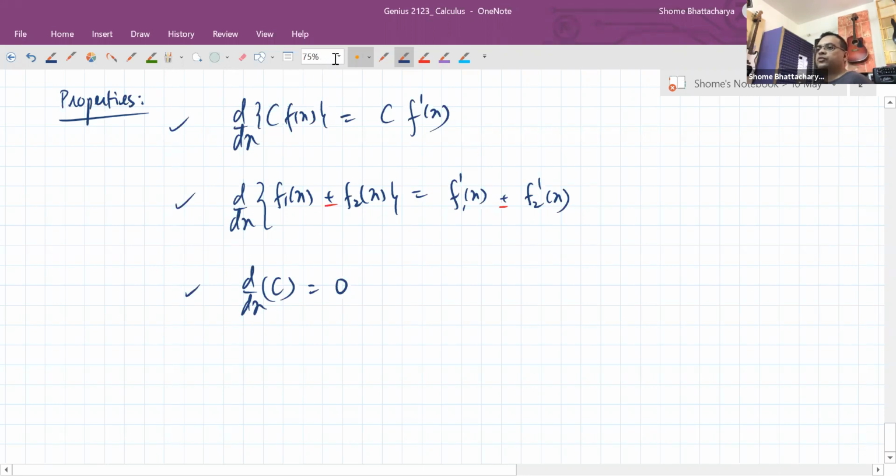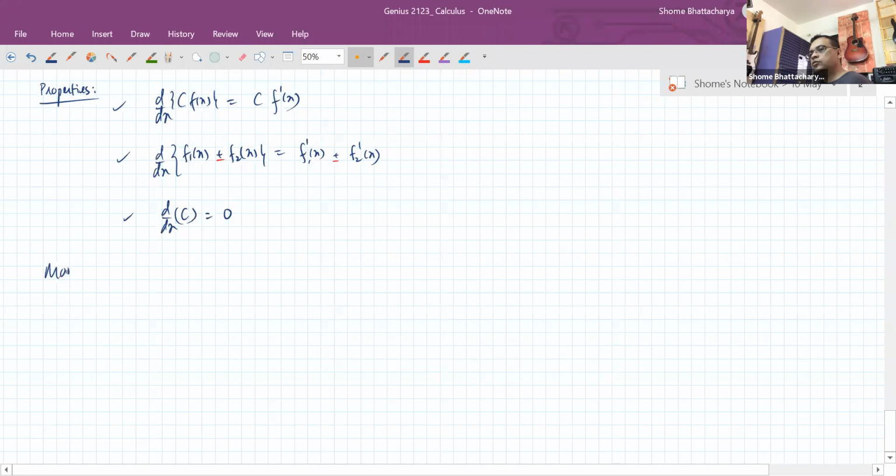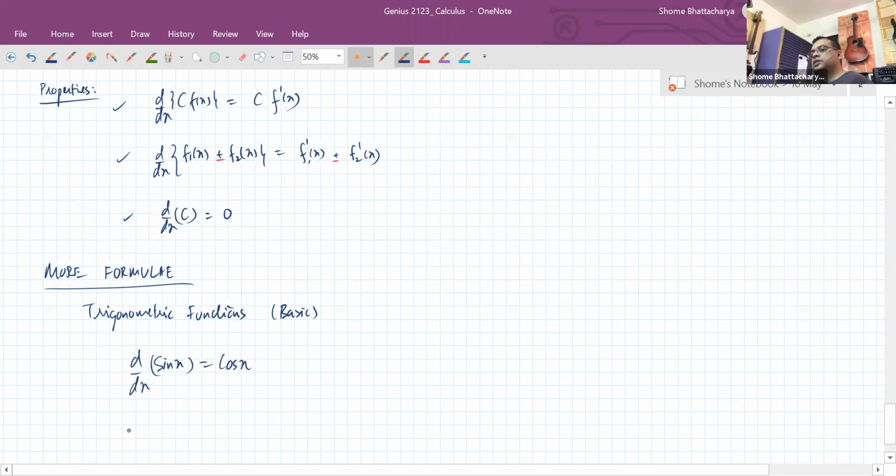Now we will see the next set of formulae of differentiation. Okay, so more formulae. So first of all, we'll see the differentiation of all trigonometric functions. Okay. The basic trigonometric functions. So differentiation of sin x. Cos x. Very good. Correct. Differentiation of cos x is minus sin x. Very good. That's minus sin x.